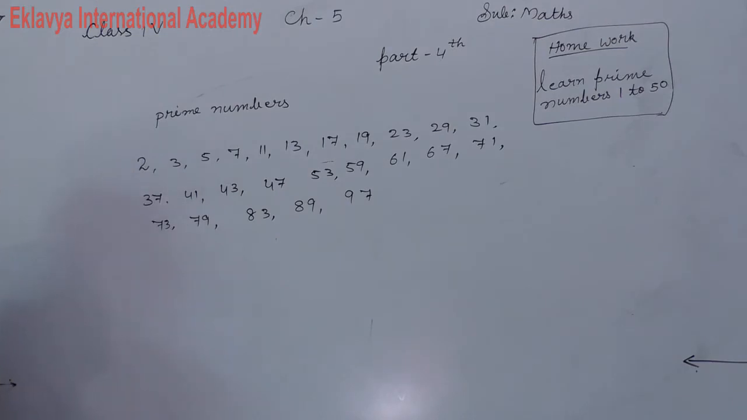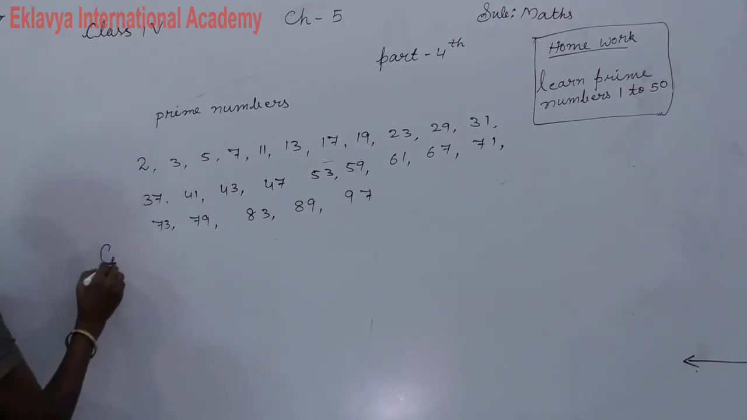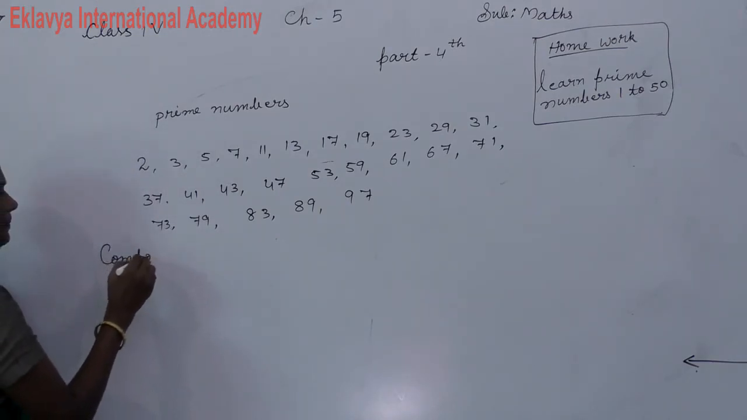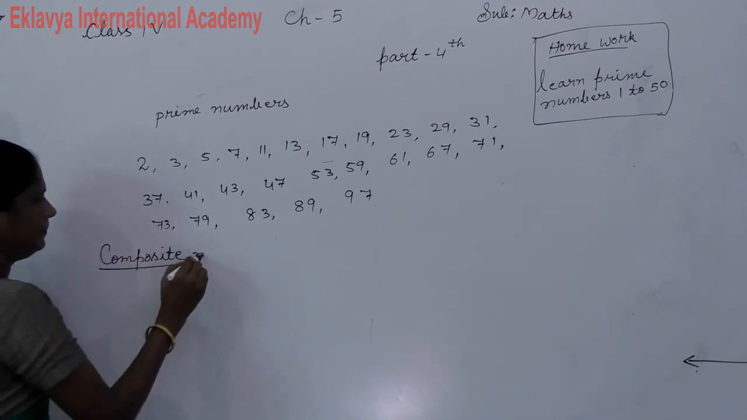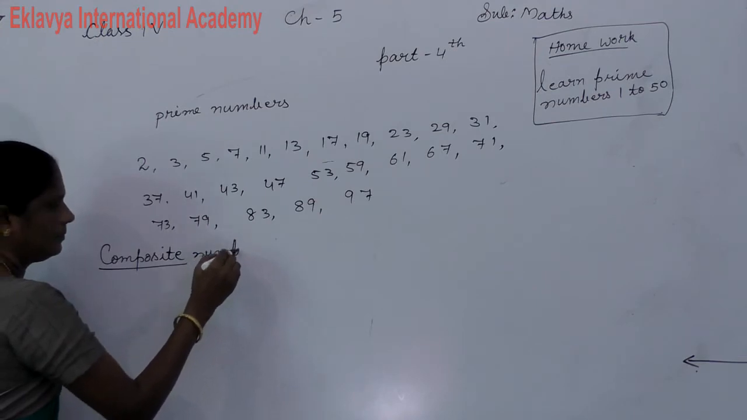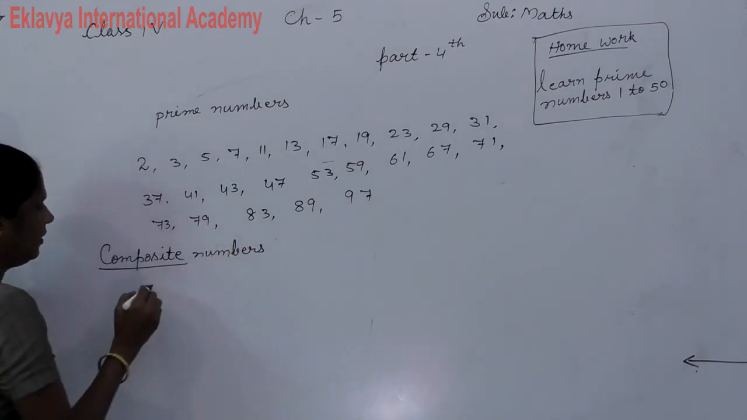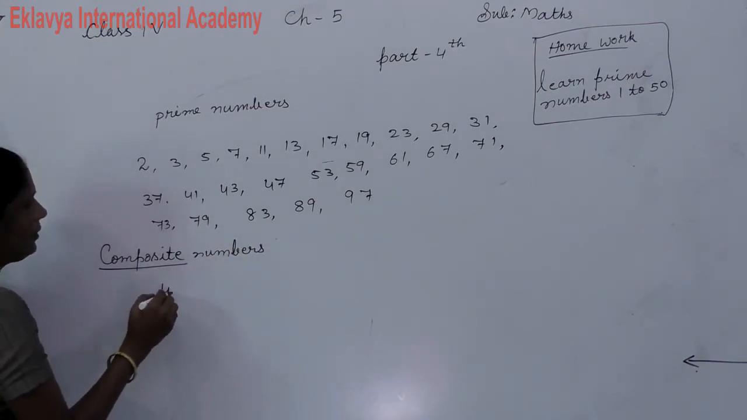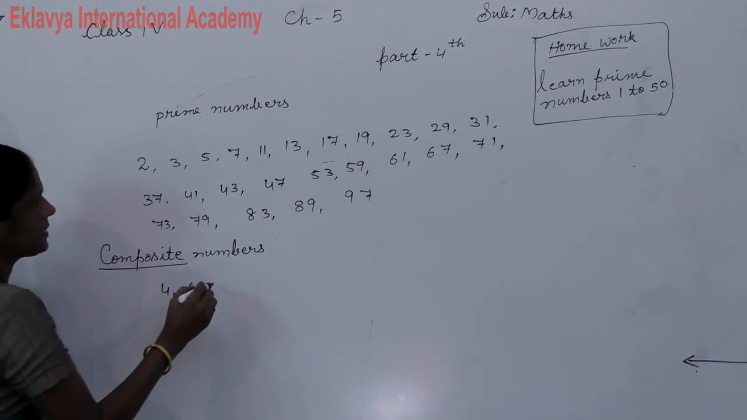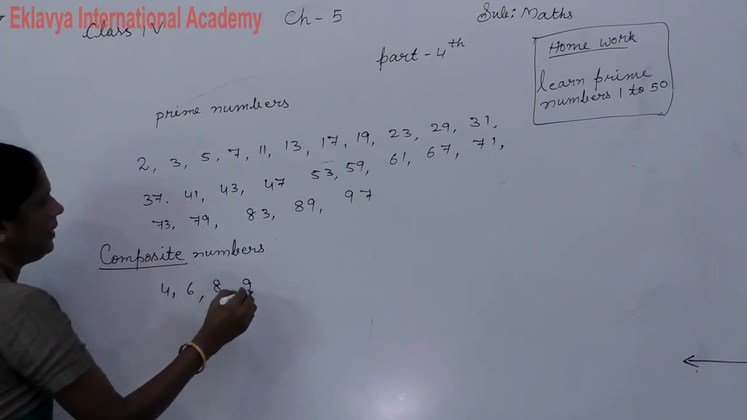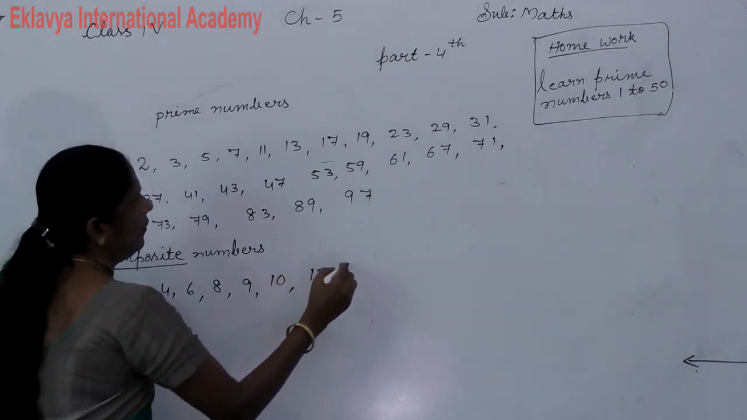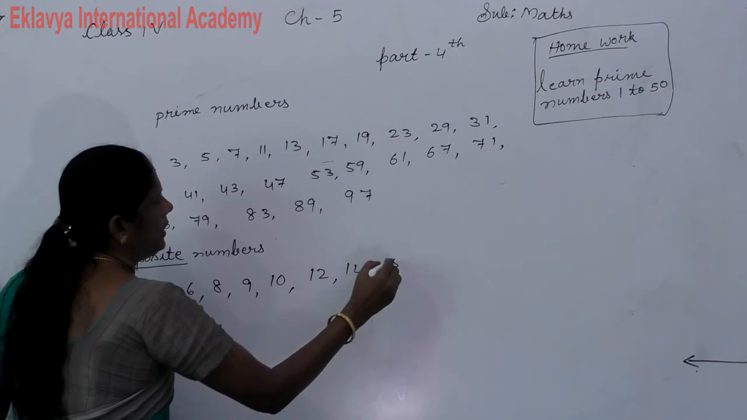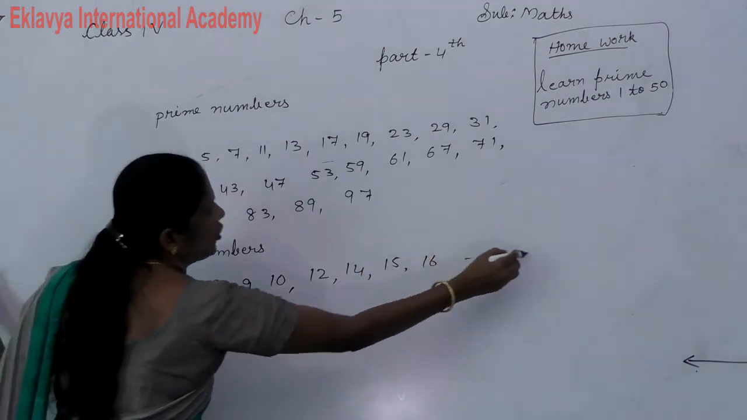Now listen here. Then composite numbers here: 4, 6, 8, 9, 10, 12, 14, 15, 16 and so on.